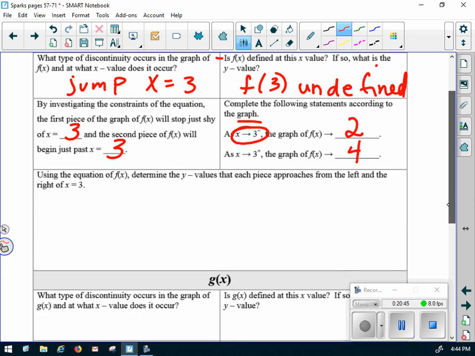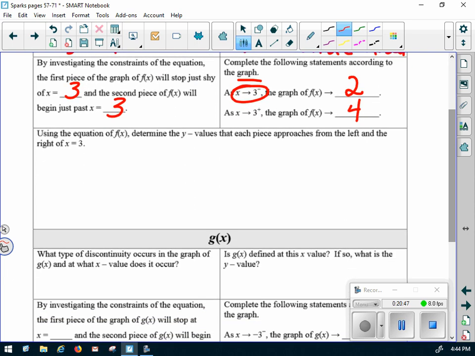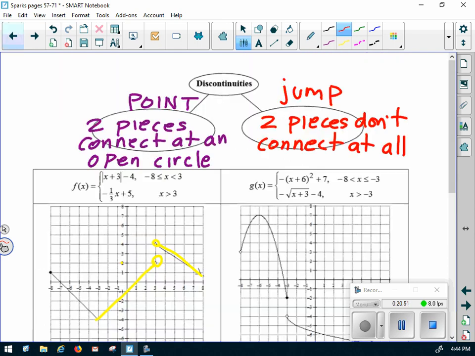Now the last piece, we're going to actually use the equation that was in f of x. So we're going to use this.